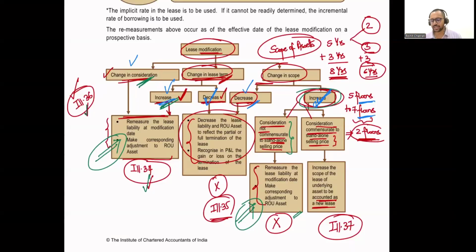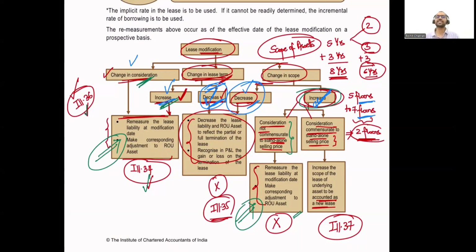So we were done with decrease in scope of lease, and we have now done decrease in lease term as well, where we saw that the lease term was reducing from 10 to 8 years. There was a slight difference between decrease in lease term and decrease in the scope of lease. In case of a decrease in lease term, we did not do lease liability multiplied by 40 percentage. In case of a decrease in scope of lease, we multiplied lease liability with 50 percentage, which was the percentage decrease in the scope of lease.